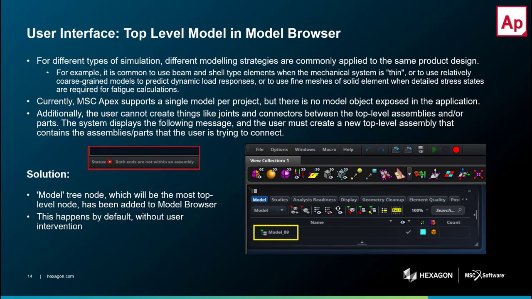First up in the user interface is the new top-level model in the model browser. Previously, Apex did not have this, which meant that when you created assemblies or part type of connections, whether it be joints or connectors, because the top-level assembly didn't exist, users had to manually go in and create a top-level assembly in order to create these type of connections. Now, Apex does this by default.